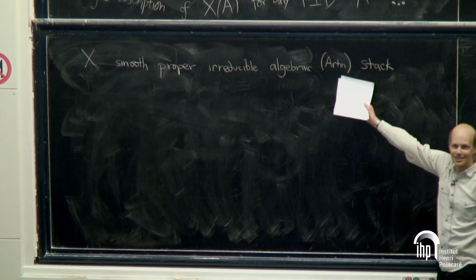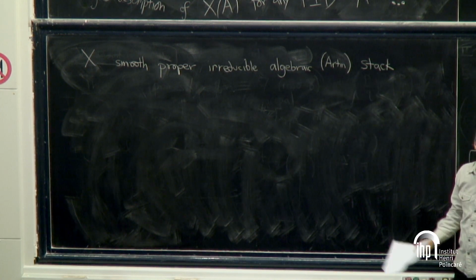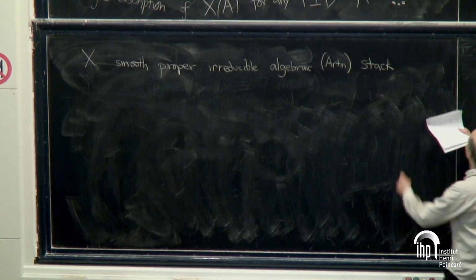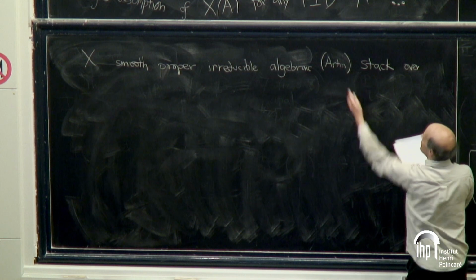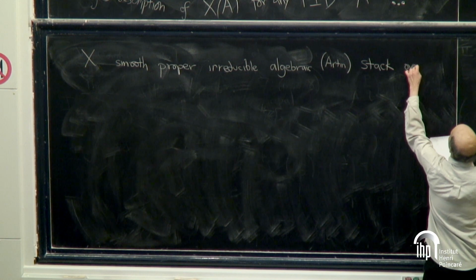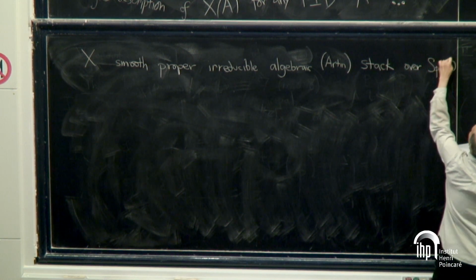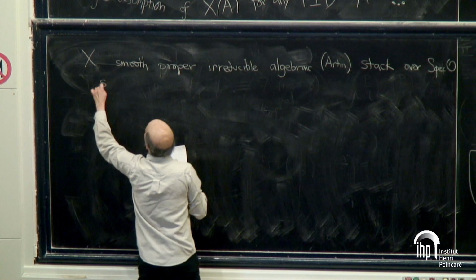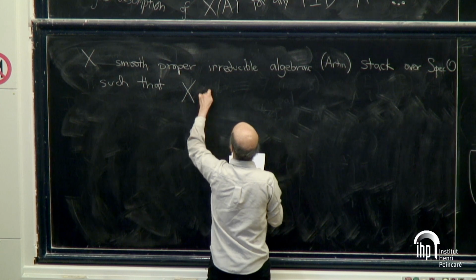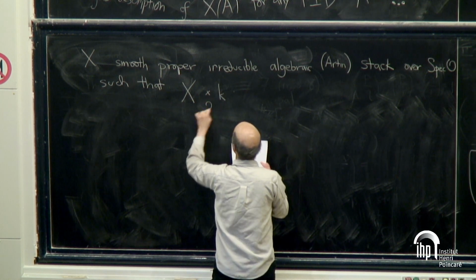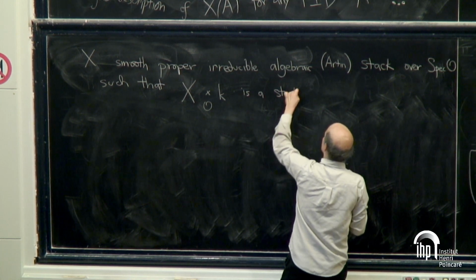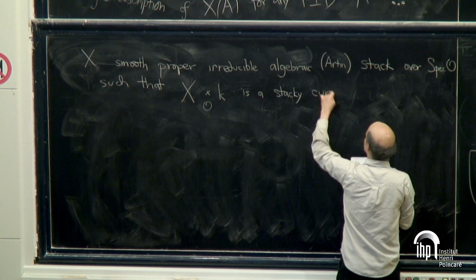And by stack in this context, I guess again you know what Artin is. Maybe you don't, because there's more than one Artin, but this is Michael Artin. This is the more general kind of stack, not necessarily Deligne-Mumford. And it should be such that if you look at the generic fiber over the number field, then this should be a Stacky curve in the sense that I defined, or at least described earlier.